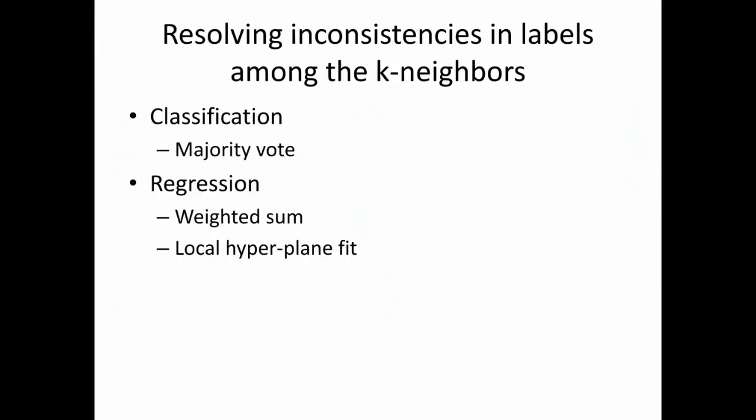So when it comes to classification, we can just do majority vote. And this means that setting k to an odd number makes things easy, because you'll always have a majority class. And for regression, you can't just take majority vote, but we can still do things like weighted sum and fitting a local hyperplane.